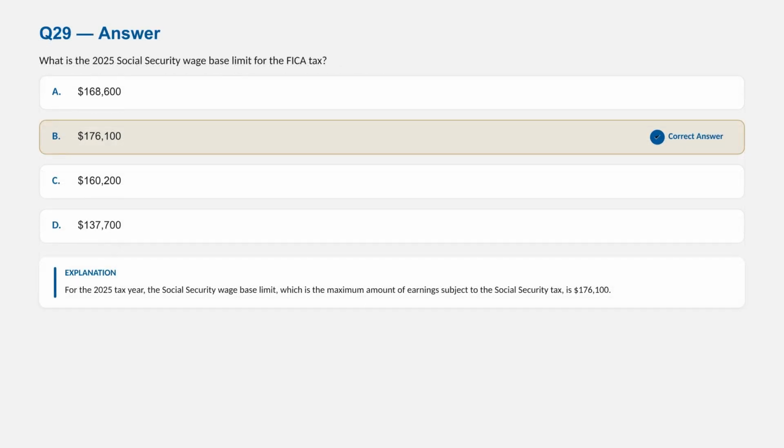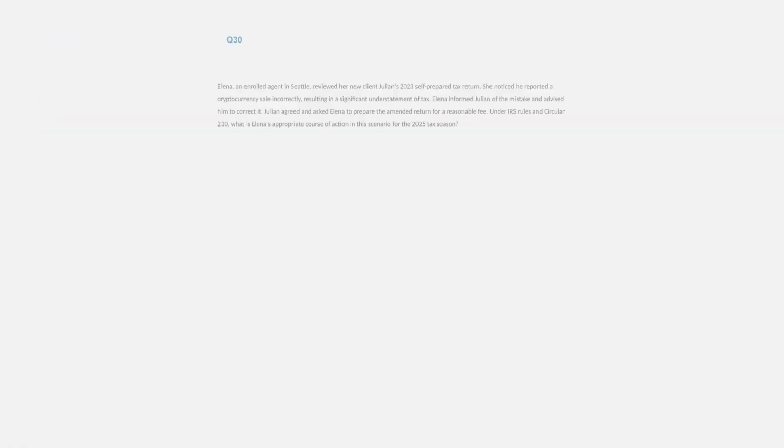The correct answer is B. $176,100. For the 2025 tax year, the Social Security wage base limit, which is the maximum amount of earnings subject to the Social Security tax, is $176,100. Great. Now let's move to our next question.